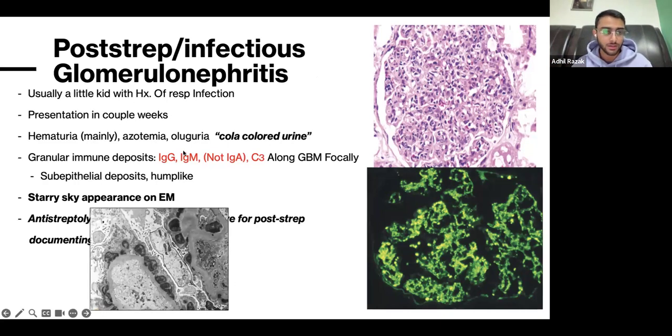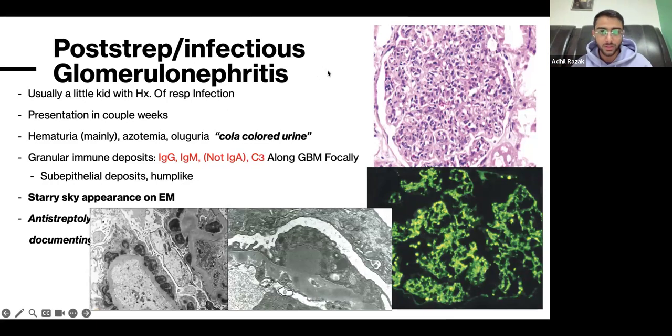And this is the electron microscopy image, very zoomed in. You see little humps in here. That's pretty much what characterizes this image.